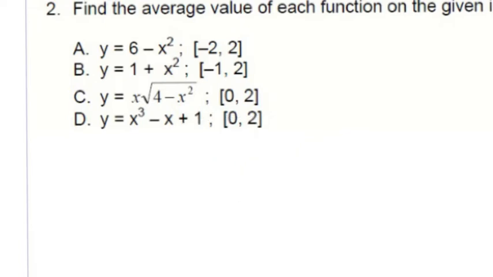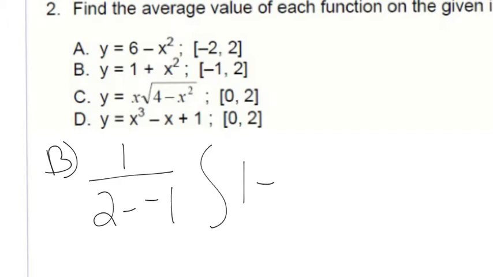There we go. And now for b, I'm going to set it up the same way. It's the 1 over 2 minus -1 times the integral from -1 to 2. Again, use your calculator to calculate it. It's going to be the same thing for C and D.